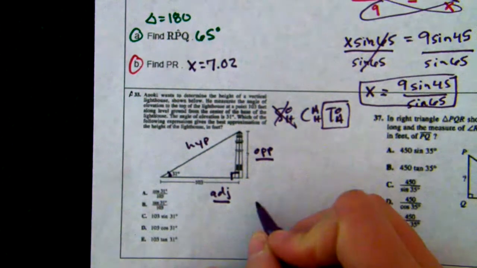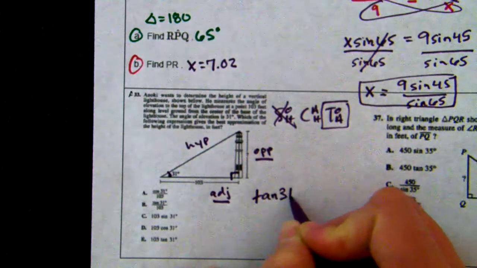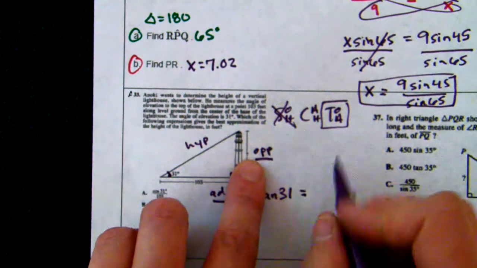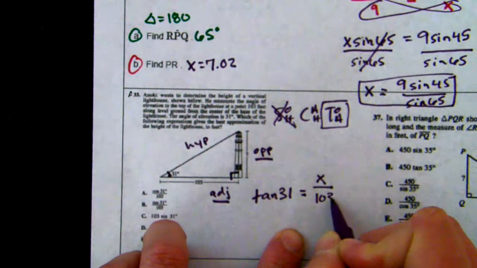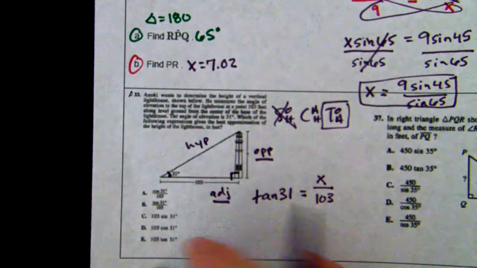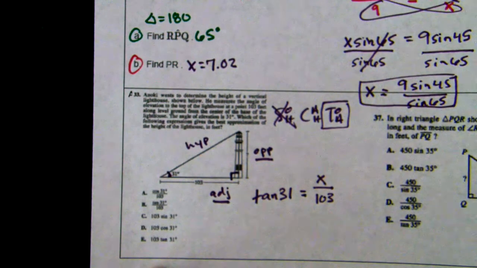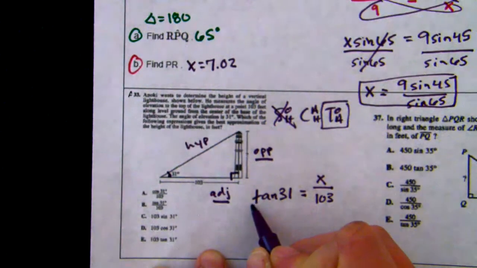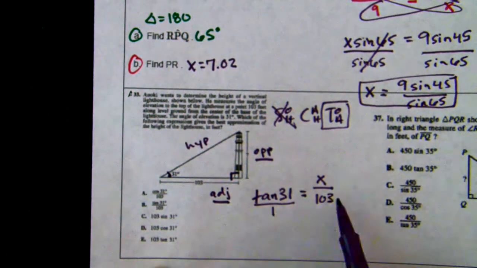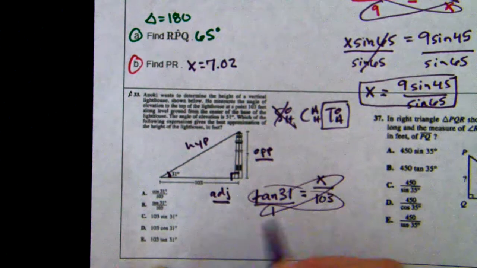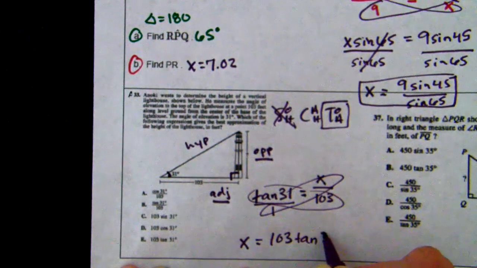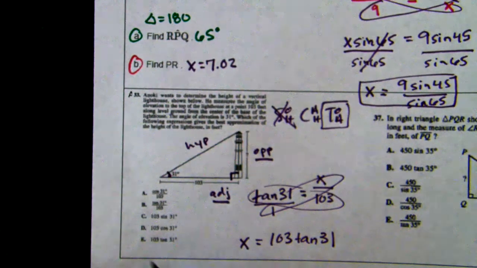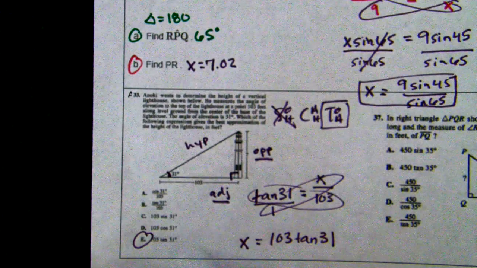So I'm going to do tangent of 31 is equal to our opposite, which we don't know the value of, we'll call it x, over our adjacent, which is 103. That doesn't quite look like any of my answer choices yet, so I need to do a little bit of simplification to get x by itself. I always set this up as a fraction so that I can cross multiply. That gives me x is equal to 103 tangent 31. Now that looks like one of my answer choices. My answer choice is E.